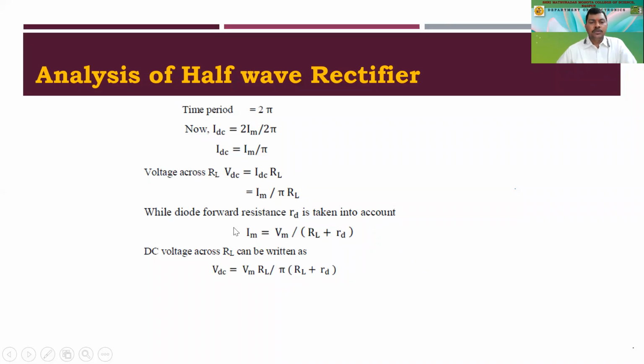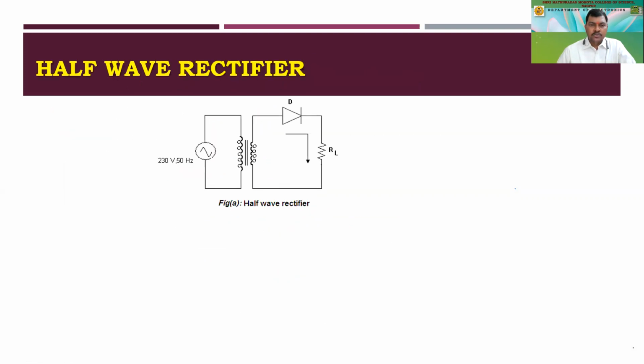Now, while the diode forward resistance RD is taken into account, along with RL there will be the small, negligible resistance of the diode when it is conducting, right? So we are taking that forward resistance equal to RD. So the total resistance in series will be RD and RL. I will just go back to show how this RD is appearing over here. We can talk on that, right? So just hold for a moment. Yeah, I need to show that.